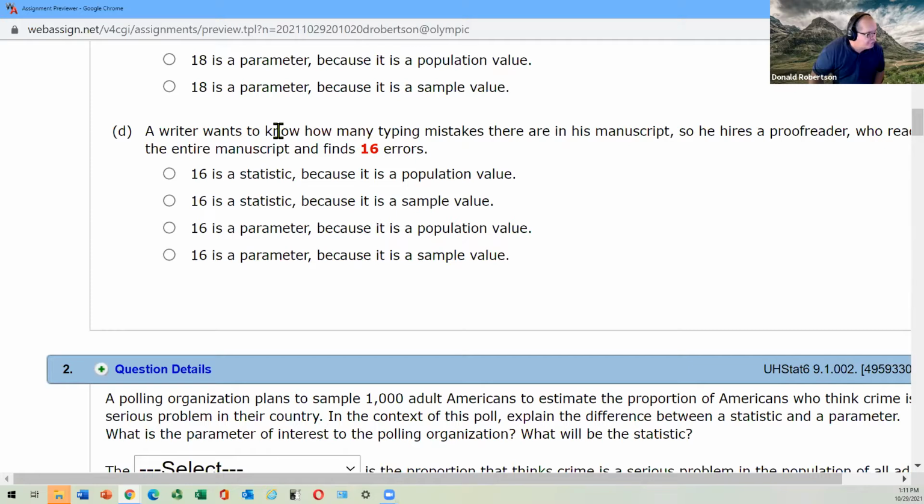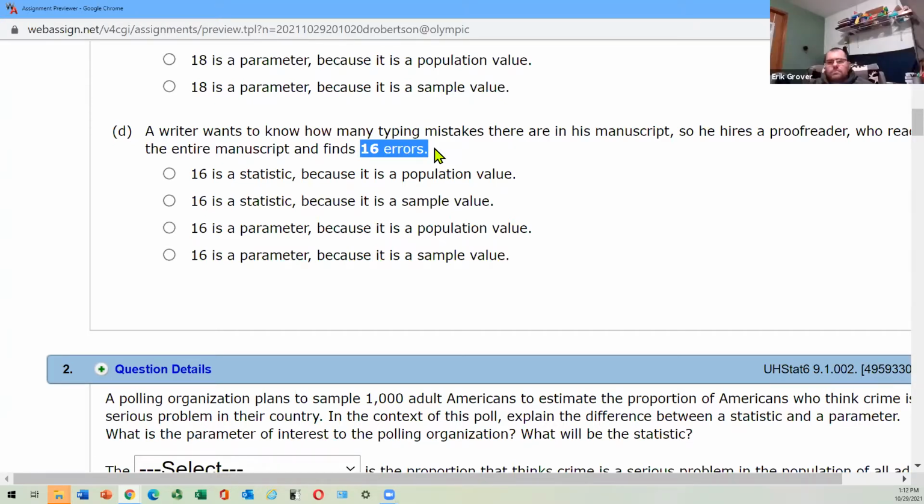A writer wants to know how many typing mistakes are in one book, one manuscript. So he hires a proofreader who reads the entire manuscript, and he finds 16 errors. The entire manuscript. Right, is this 16 a statistic or a parameter? Parameter. Agreed. Didn't you read the entire book? So basically the population is the book, right?